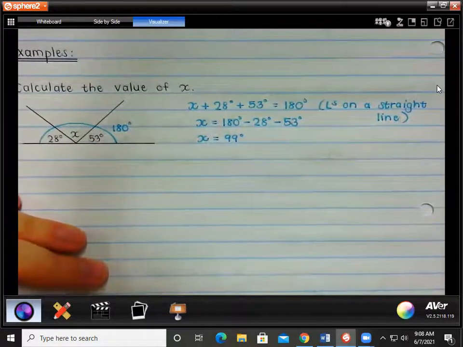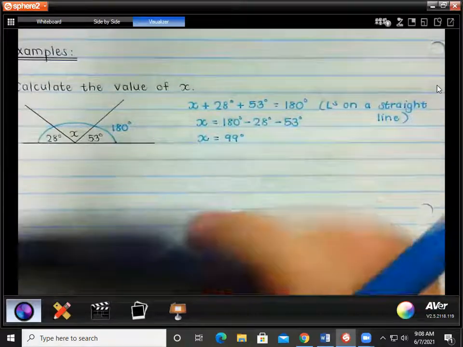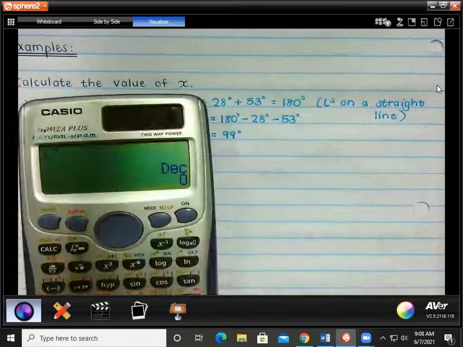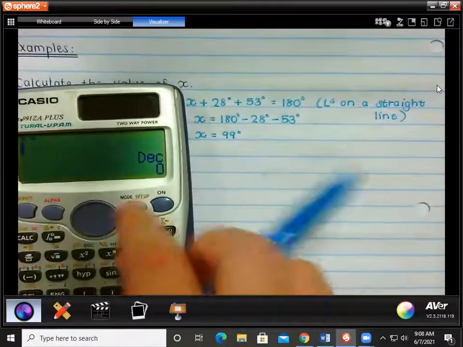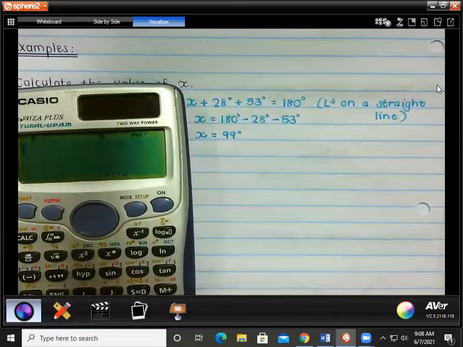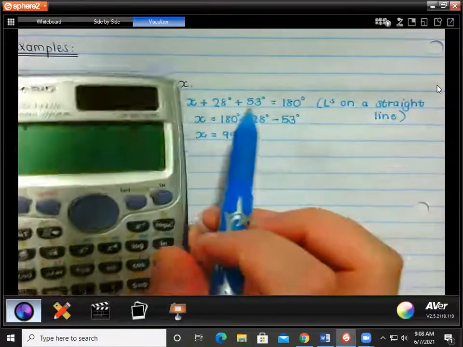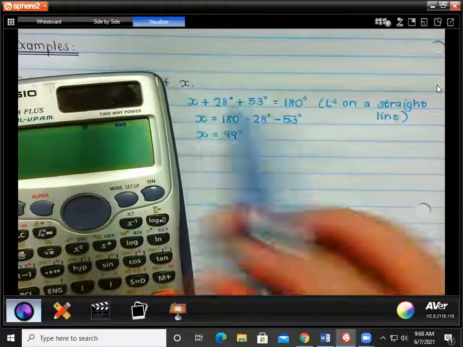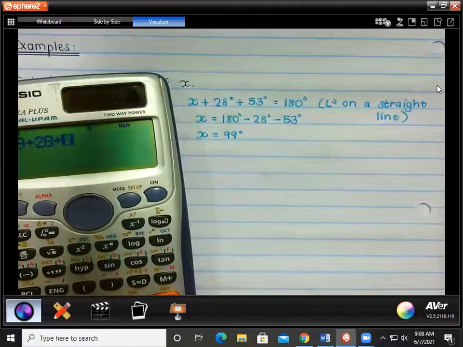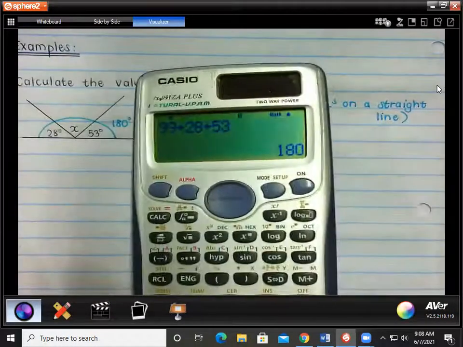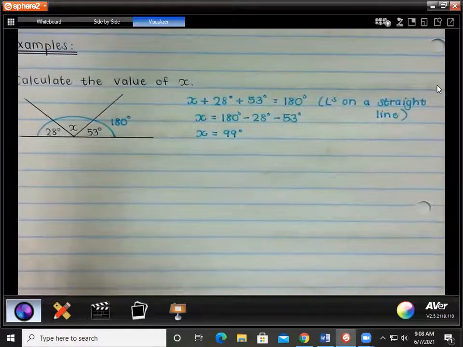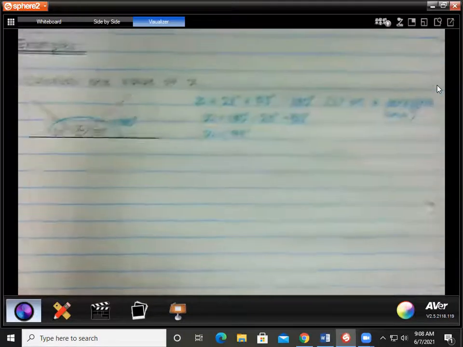Now guys, do me a favor, please. Obviously, you could now again add this up in your head, but just quickly, let's add these three values together and see if it works, if x is 99. 99 plus, what were my other two angles? 28 and 53. And there we do see that it is equal to 180. All right. And that's how you would do this, guys.